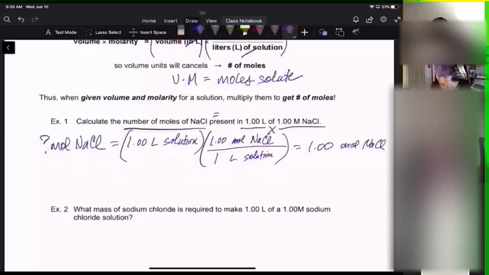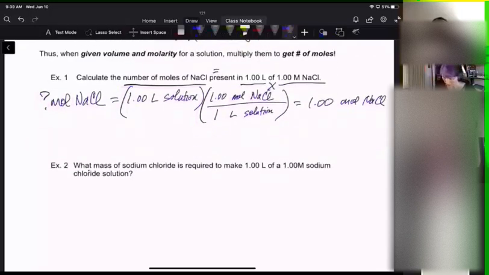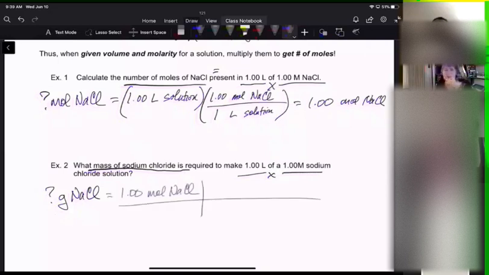All right, now we're going to go one step further and find what mass. So how many grams of NaCl do I need for that? Well, we can still use dimensional analysis, and that tells us what to do.